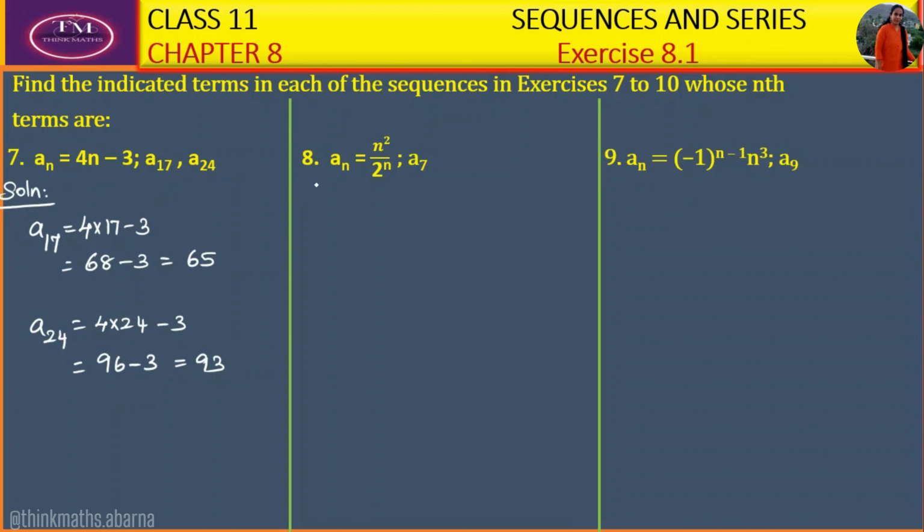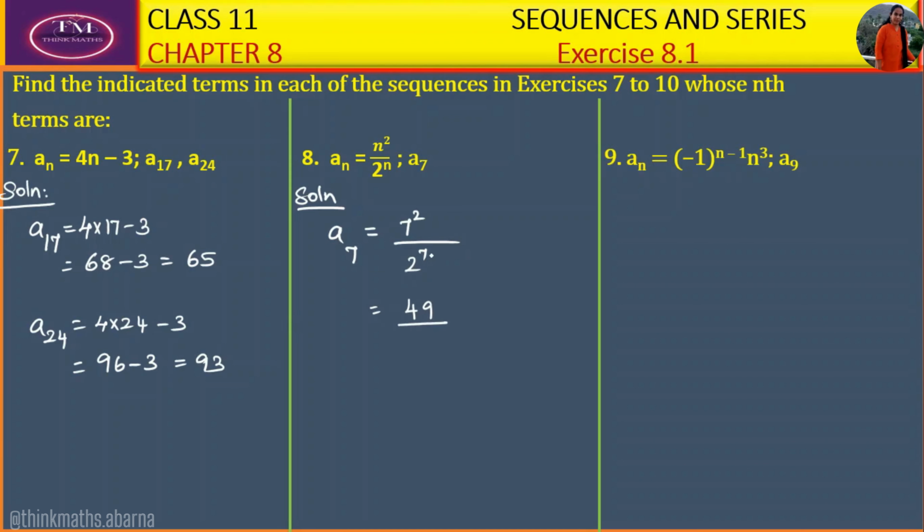Next, eighth problem. an equal to n square divided by 2 power n. We have to find out a7. Okay. So, let me start the solution. We have to find out a7. So, instead of n, we have to substitute n is equal to 7. So, n square. So, 7 square divided by 2 power 7. So, 7 square is 49.